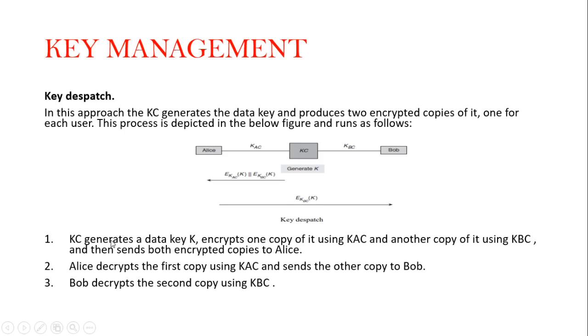You can see here KC generates the data key K, encrypts one copy of it using KAC, and another copy of it using KBC, and then sends both encrypted copies to Alice. Alice decrypts the first copy using KAC and sends the other copy to Bob. Bob decrypts the second copy using KBC. Very simple. Alice decrypts the first copy, whereas Bob decrypts the second copy.